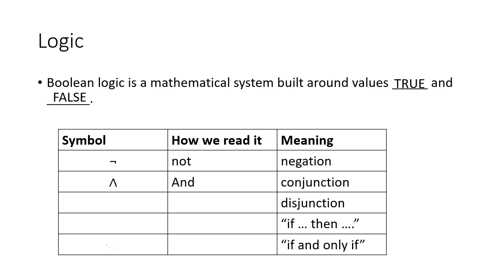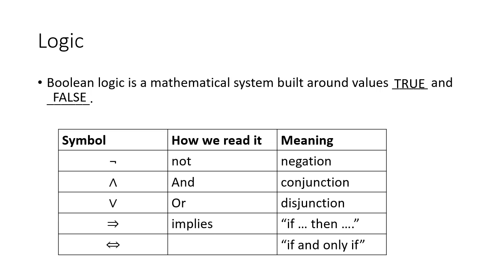There's "and," which means both things have to be true, or "or," which means one or the other or both are true. And then we have this thing called "implies," which we're going to use when we're doing proofs, and it's going to say if something is true, then another thing is going to be true.